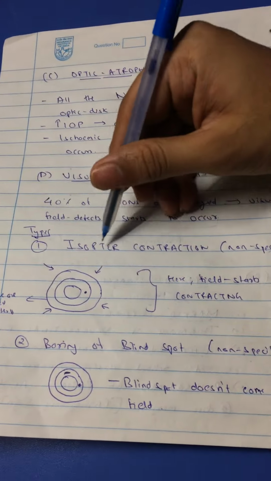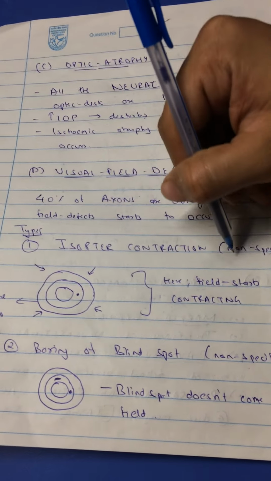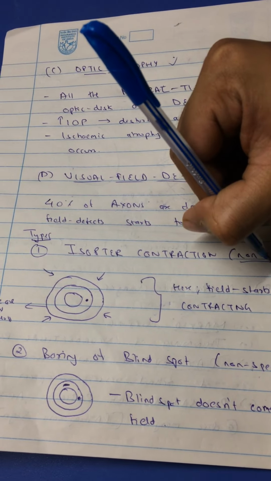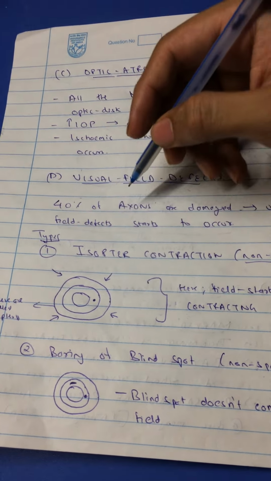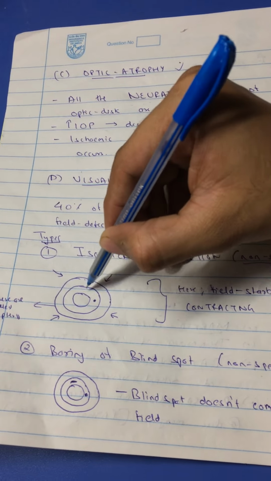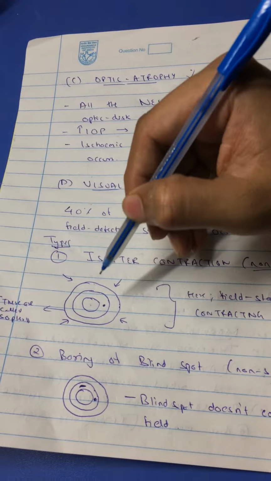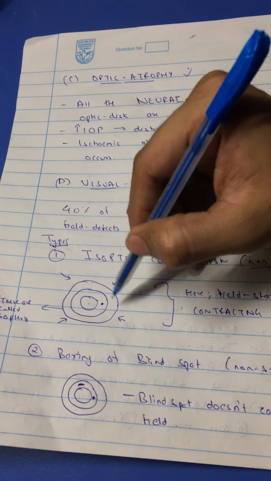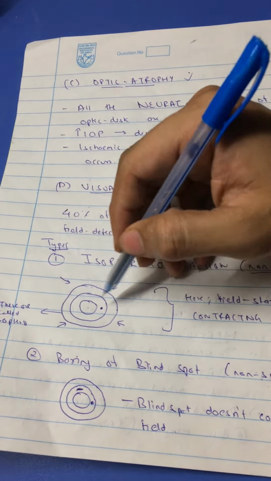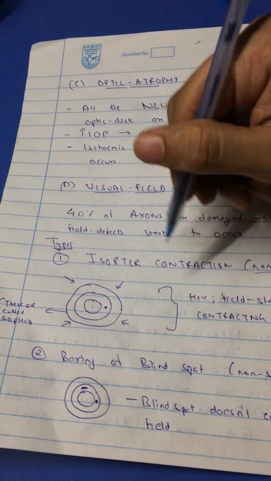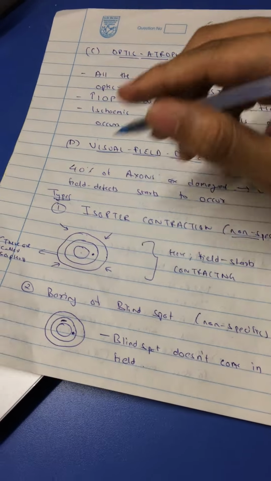Now here you can see this is isopter contraction. This isopter contraction is non-specific for glaucoma. It's not at all specific for glaucoma. Here, these are called the isopters. Here is a fixation point. What happens is the contraction of these isopters occurs. So here the contraction occurs, and the field starts contracting, right? So this is the initial state.